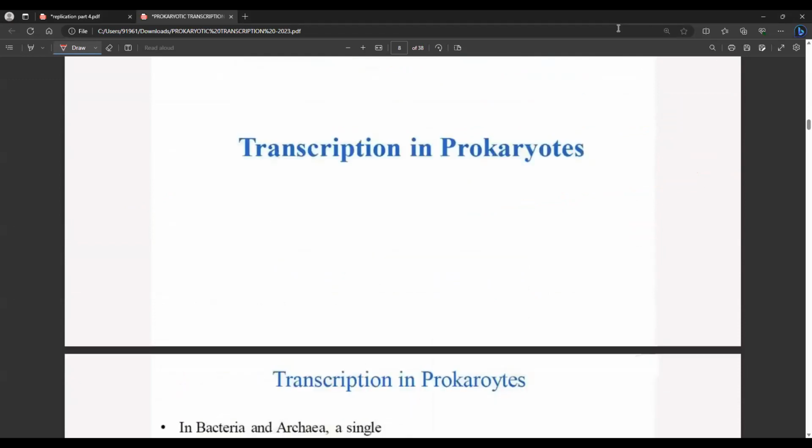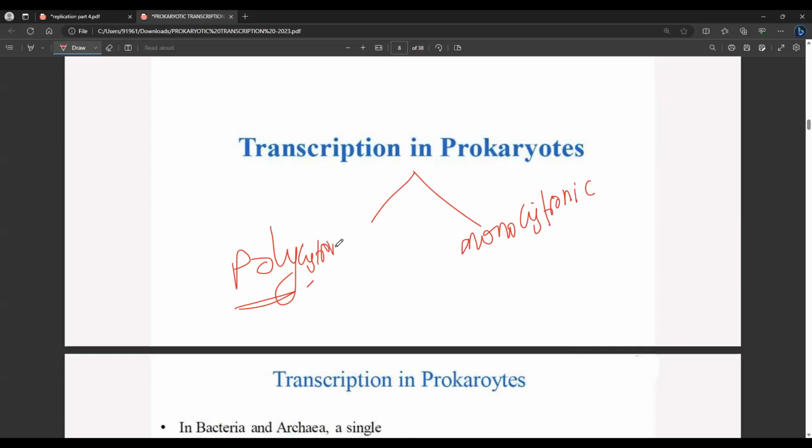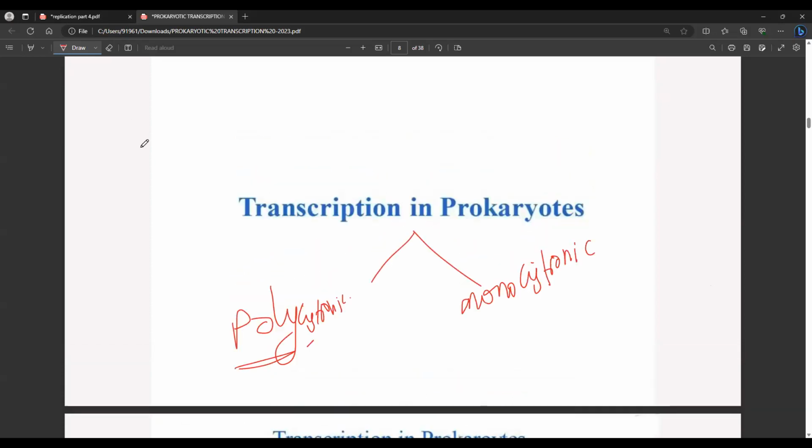Again, the most commonly asked question, everyone remember, polycistronic and monocistronic. This is a very important one. Poly means many, cistronic means group of genes. In a single line, one mRNA giving rise to many proteins at a time. And what about monocistronic? One mRNA, one protein.